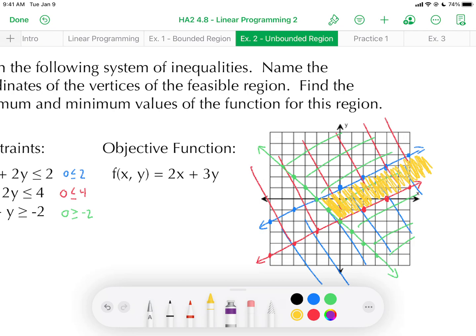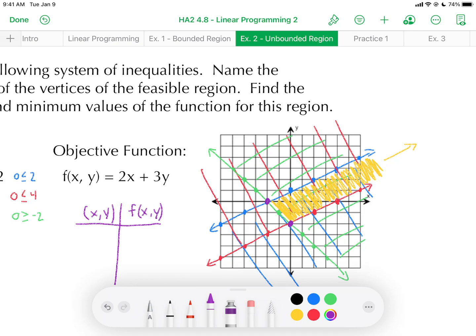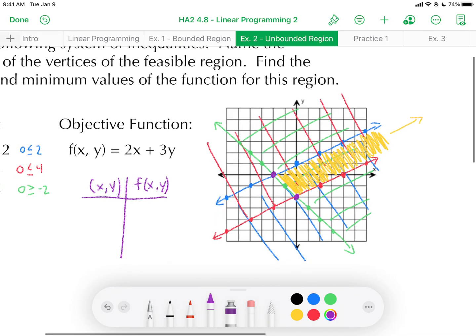All right, now notice this time that region, it's what we call an unbounded region. Okay, it's not completely enclosed, right? Isn't it going to keep going in this direction? Okay, so you only end up with 2 vertices here. This point and this point. So let's make a table like we did on the last problem. Left side of the table represents the coordinates of the vertices, and then the right side will represent the z value that those give you with the objective function.